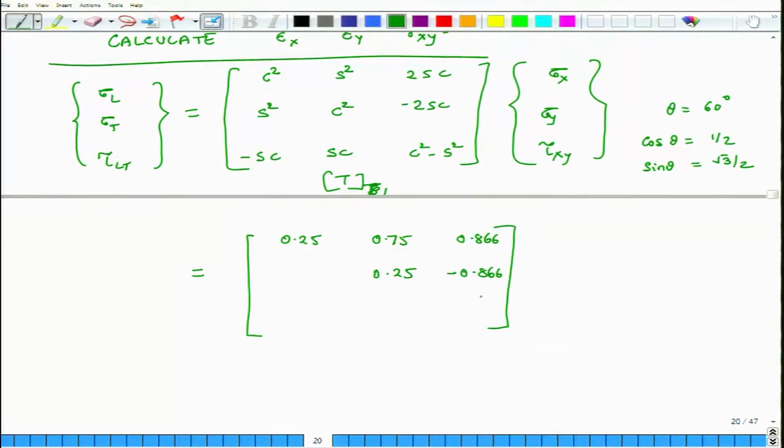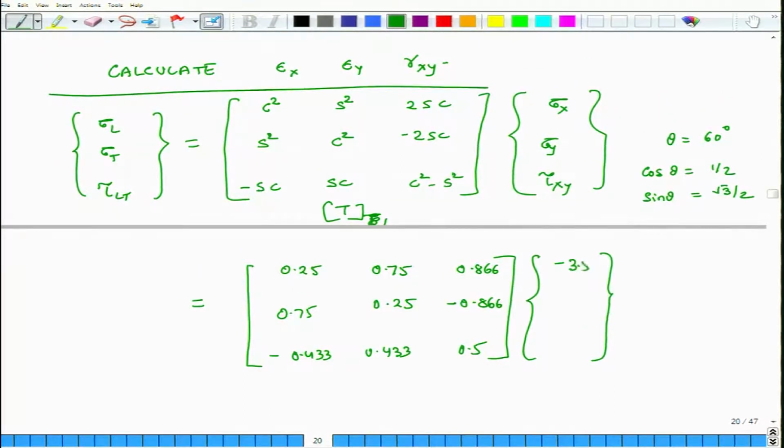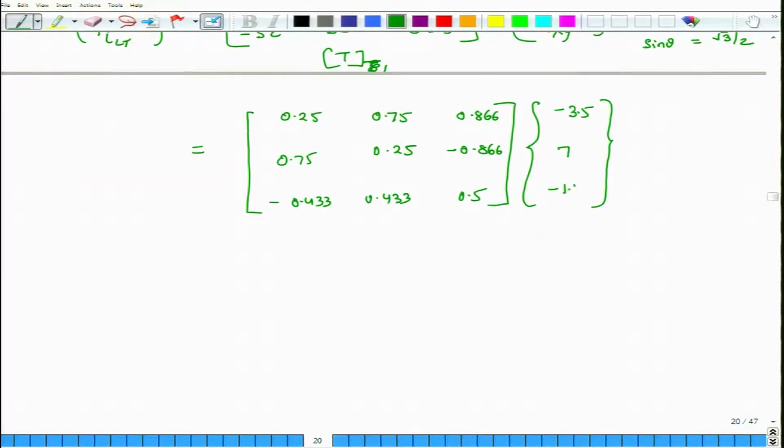and cosine square theta minus sin square theta is cosine of 2 theta. So, it will be cosine of 120 degrees, right. So, this is 0.5, and this is 0.433, minus 0.433, and this is 0.75, times sigma x. Sigma x is how much? Negative 3.5. Sigma y is 7, and this is minus 1.4.